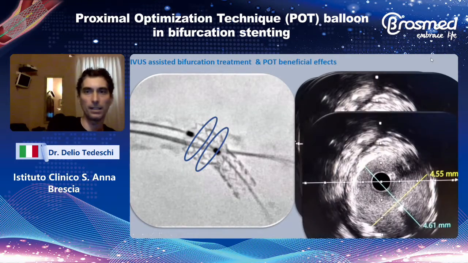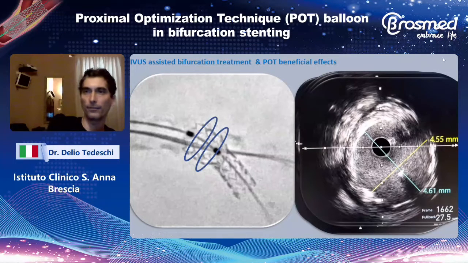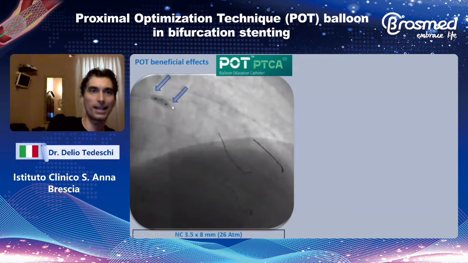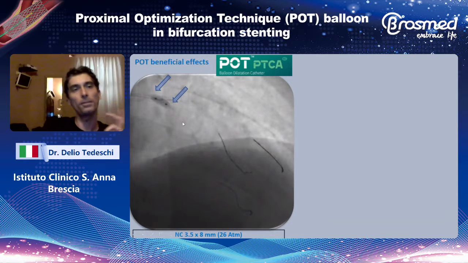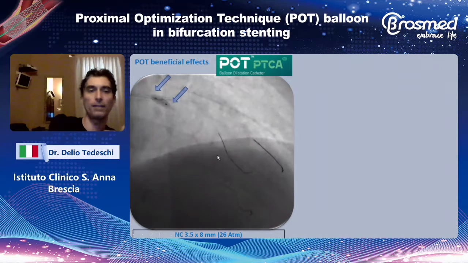We had this sort of eccentric calcification. We decided to optimize it using a 3.5 balloon at very high atmosphere. Even the result was good before this predilation, but it was a kind of optimization.